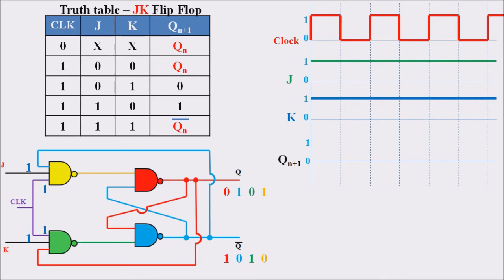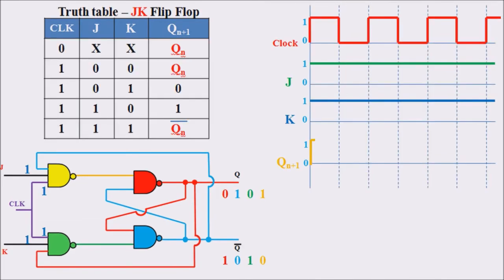the Qn plus 1 value is continuously flipping from 0 to 1 and 1 to 0 if the clock signal is 1. So if we are starting with Qn equal to 0, then Qn plus 1 changes from 0 to 1 if the clock is 1, and it keeps changing 1 to 0, 0 to 1, 1 to 0, 0 to 1 until the clock value is 1. In this particular time period, the clock changes from 1 to 0.